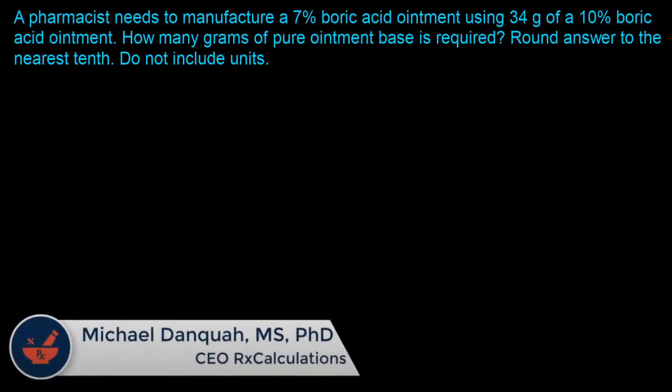So let's analyze the question. Typically for concentration and dilution type questions, there are two main ways you can solve them. You could use the alligation method, or you could use the algebraic approach, the C1 Q1 plus C2 Q2 equals C final Q final approach. We'll look at the same question using both approaches so that you can have a flavor of how to solve it using both methods. So let's start off with the alligation.